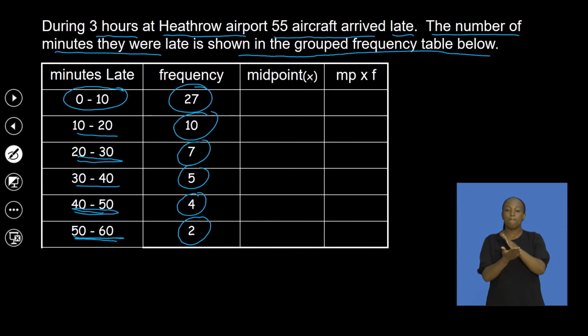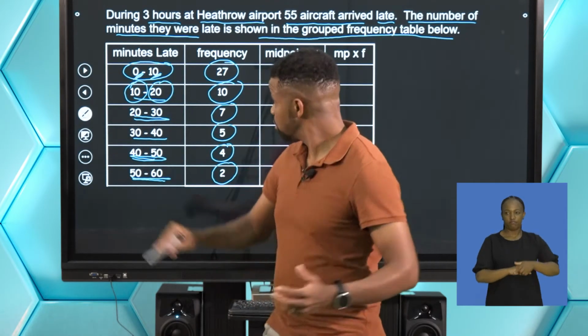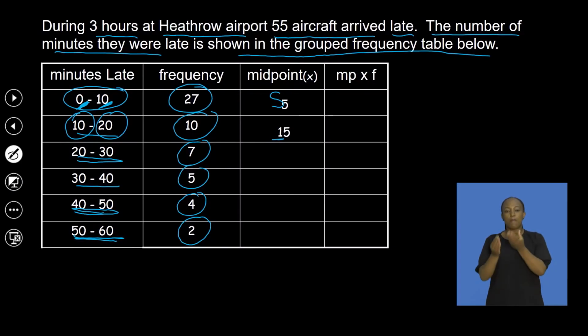How do we calculate the midpoint? The midpoint for this will be 0 plus 10 divided by 2. That will give us 5. This is the midpoint there. Okay, can you see guys there? Which is 5. Then the midpoint for there will be 10 plus 20 divided by 2, which gives us 15. And the midpoint for 20 to 30 is 20 plus 30, which is 50, divided by 2. We get 25. And what about 30 plus 40 divided by 2? We get 35. And 40 plus 50 divided by 2, we get 45. And 50 plus 60 divided by 2, we get 55.